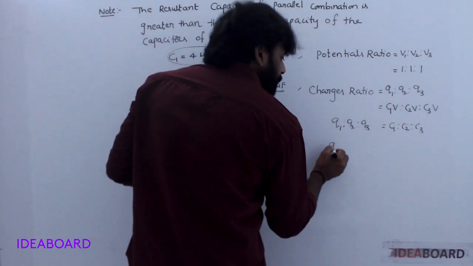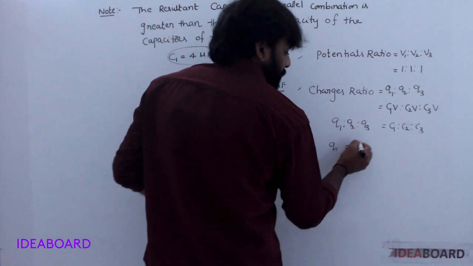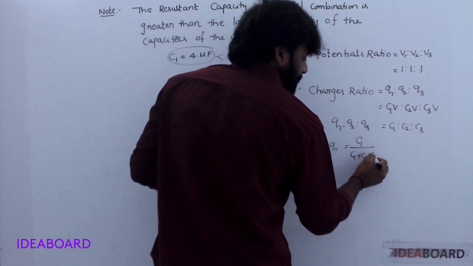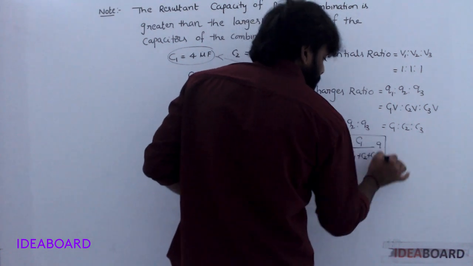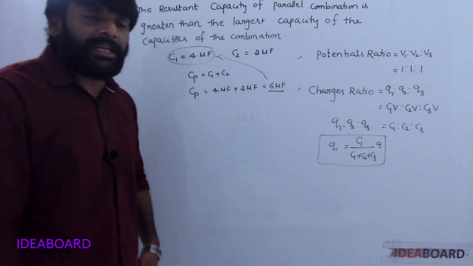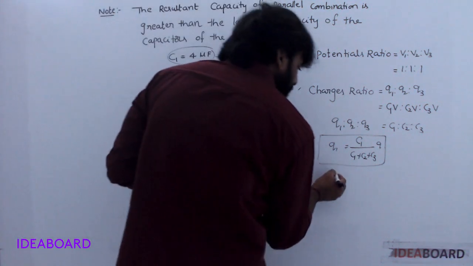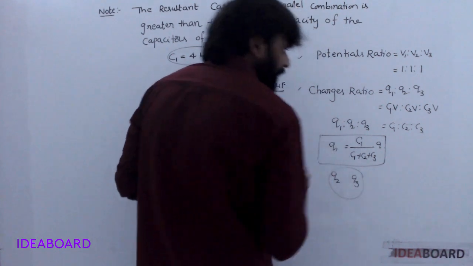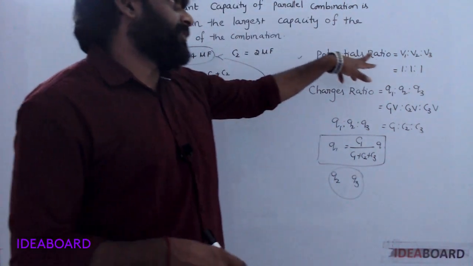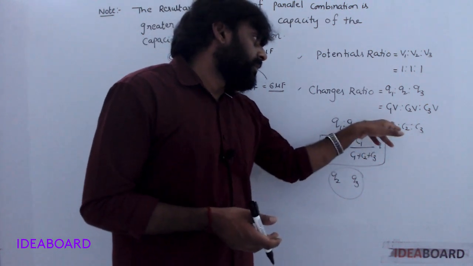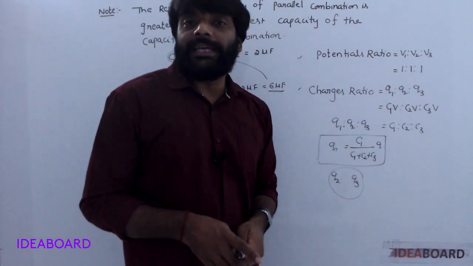Understood? Q1 is equal to C1 by C1 plus C2 plus C3, into Q. At the same time, Q2 similar, Q3 similar. Here, potential ratio in this combination is 1:1:1, and charges ratio is C1 is to C2 is to C3.